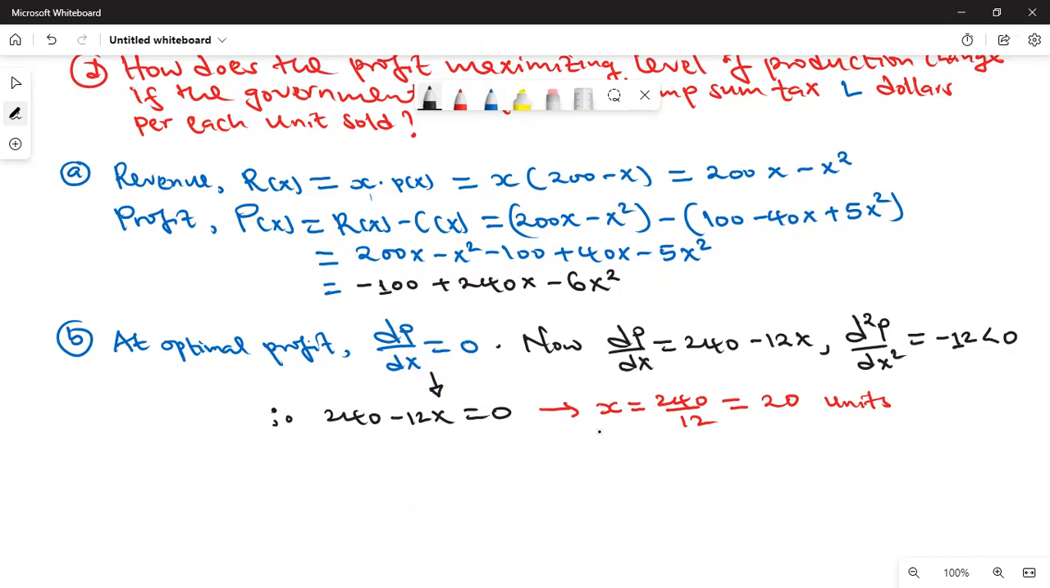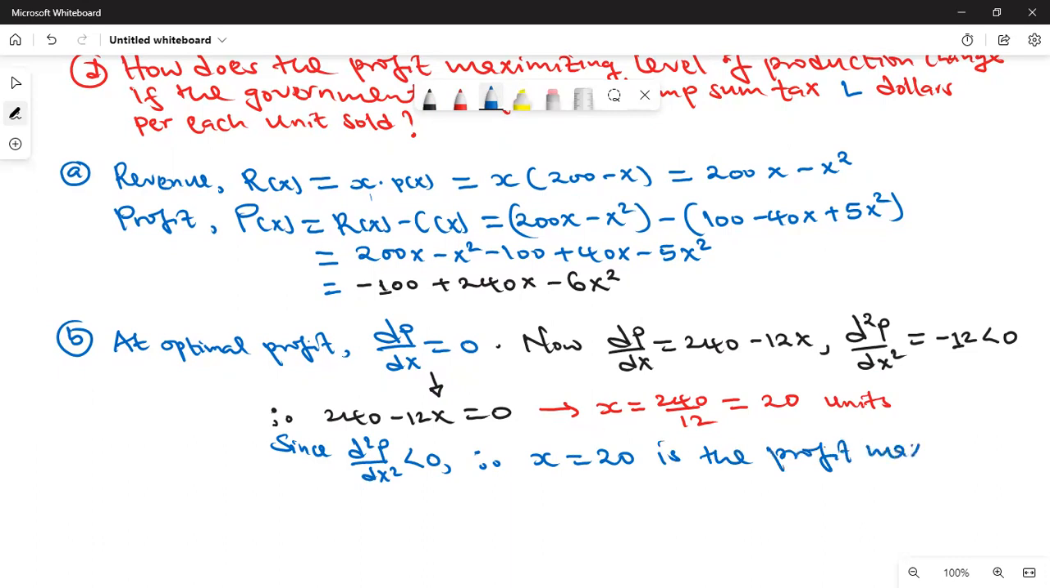That means the value of X that you have found will give us the maximum profit. So you can just say since d squared P dX squared is less than 0, therefore X is equal to 20 is the profit maximizing level of production.